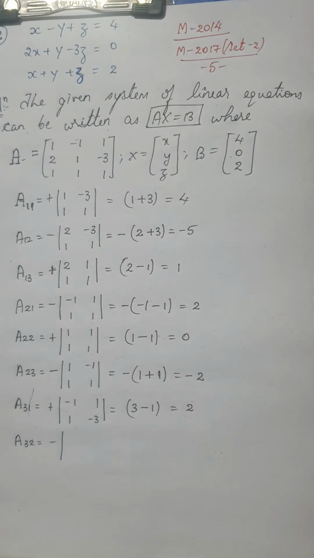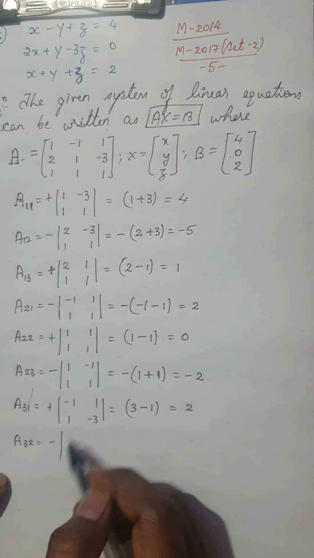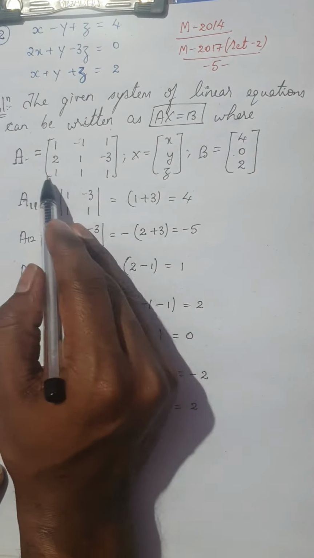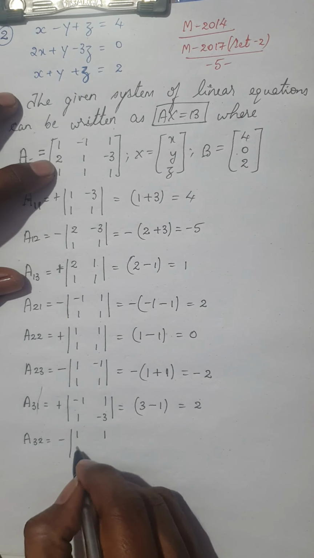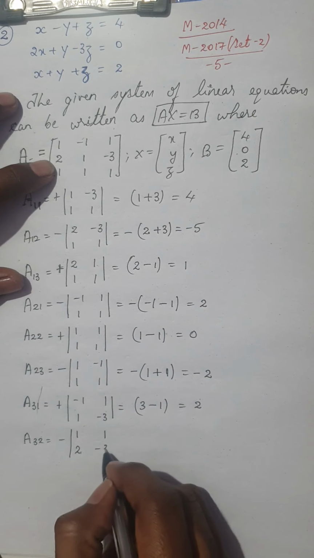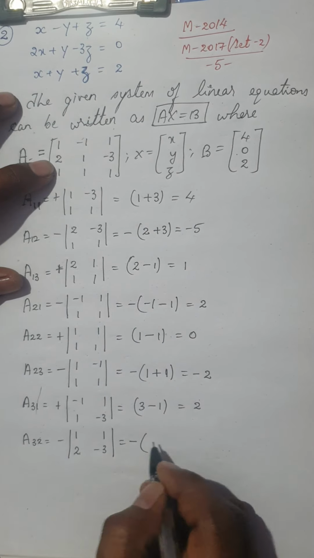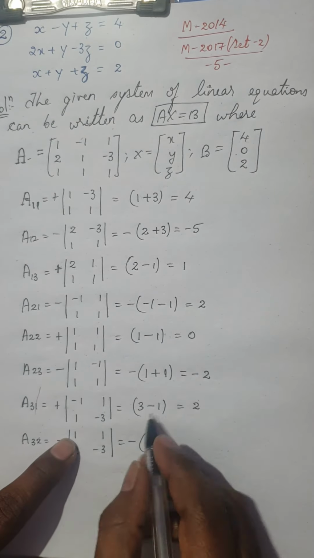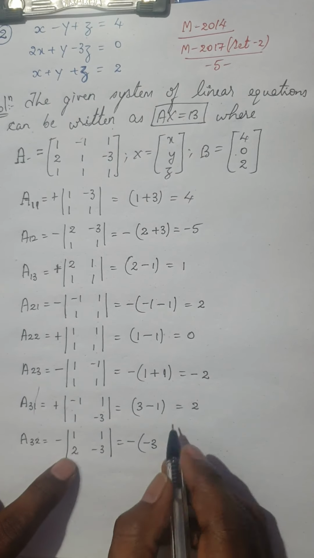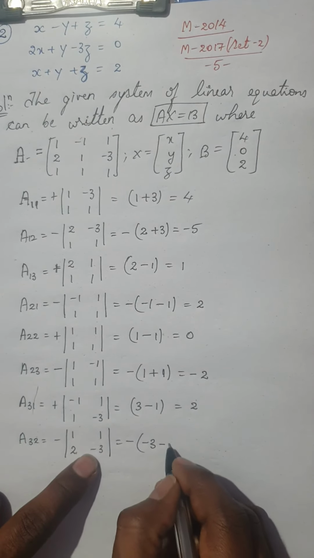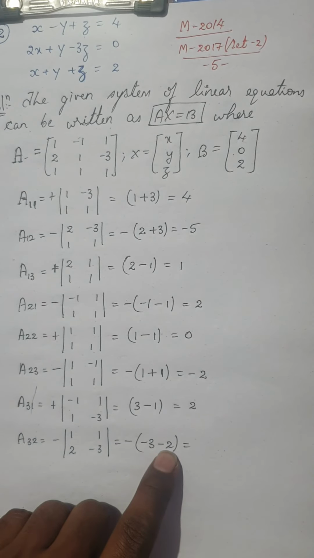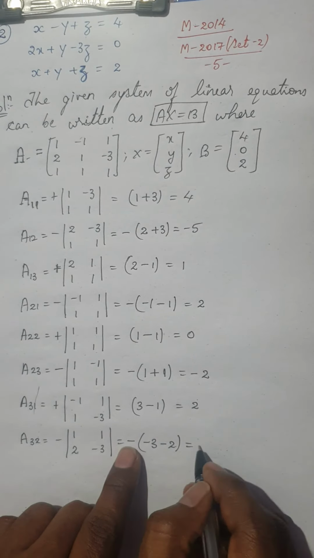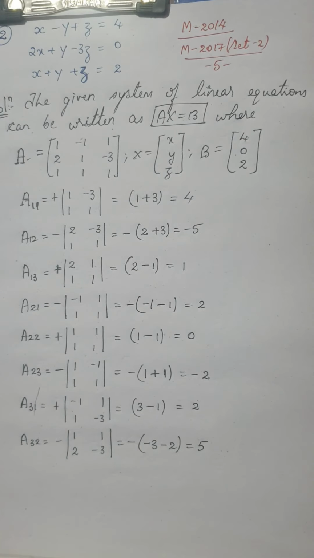Okay, next, A32 sign will be negative. Okay, so this element, that is the third, take away the third row and the second column. I will be having 1, 1, 2 and minus 3. Okay, so outside I have minus, please be careful. 1 into minus 3 is minus 3, minus of 2 into 1 is 2. This is nothing but, what is minus 3 minus 2? I have minus 5, outside I have minus, so this becomes plus 5.